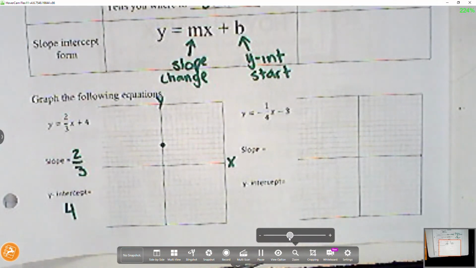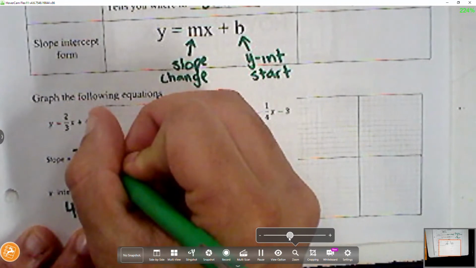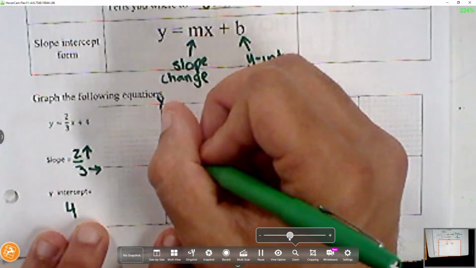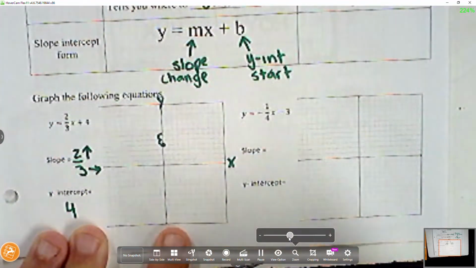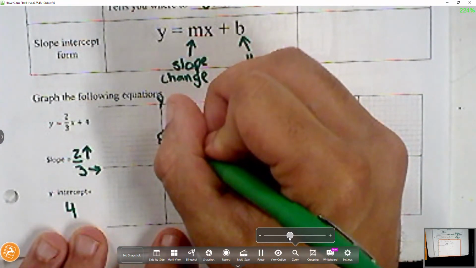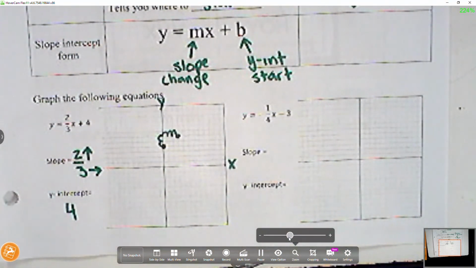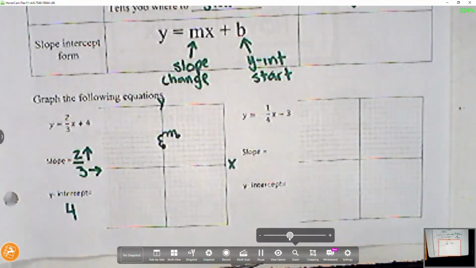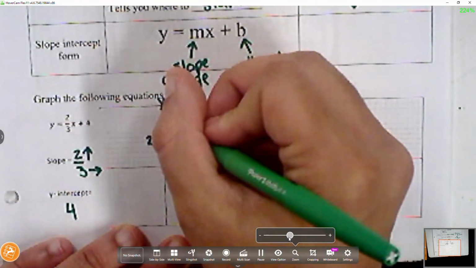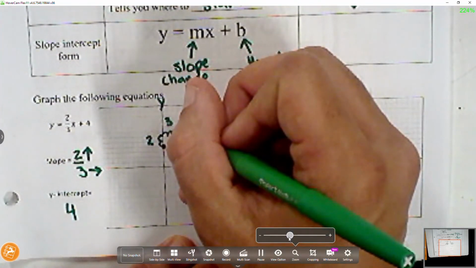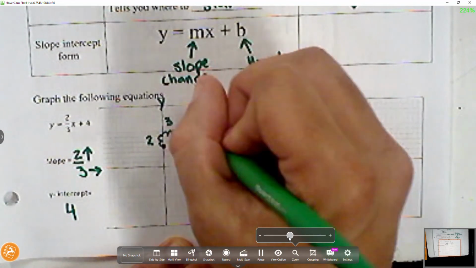Now my slope tells me rise over run. So what this is telling me is go up 2 squares, 1, 2, and then over 3, 1, 2, 3. And that's where my next point goes. I put the loops so that you could see how I got there. I went up 2, over 3. But once you get better at graphing, you're not going to put the loops. You're just going to count up 1, 2, over 1, 2, 3, and put a dot.